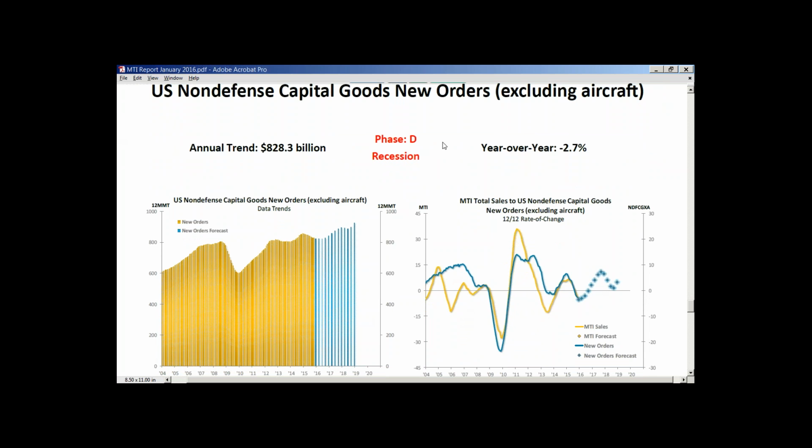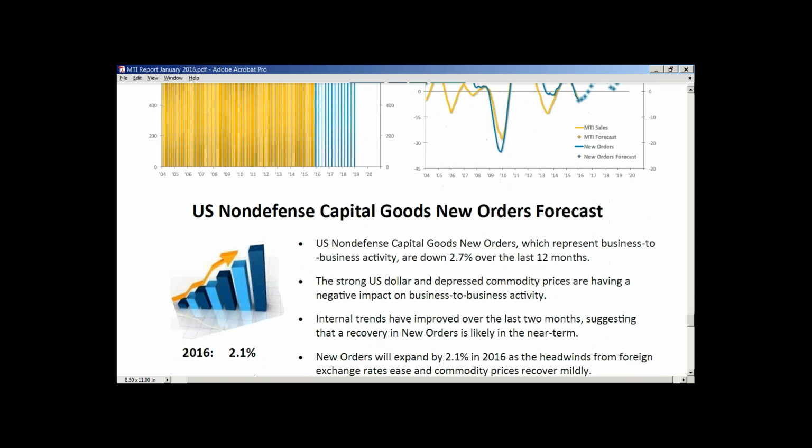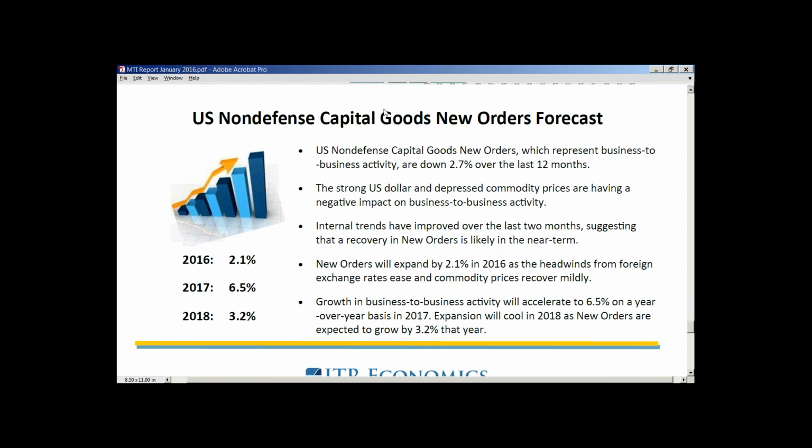You can see again highlighting that new orders business-to-business activity is in recession right now, down 2.7% at the time of this report's publication, but as you saw in the slides earlier, it's actually ticked down to more than 3% contraction as of the latest point of data that we have available right now. Again, a similar profile for the analysis, some additional commentary on new orders and business-to-business activity in general, as well as year-end forecast for 2016, 2017, and 2018 listed here at the bottom of the page.